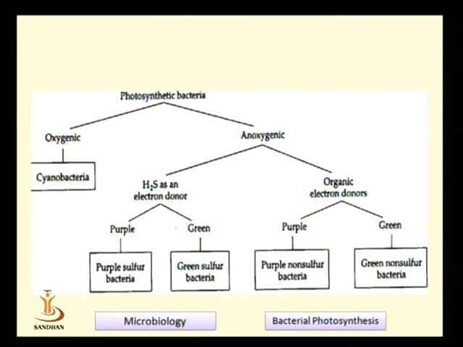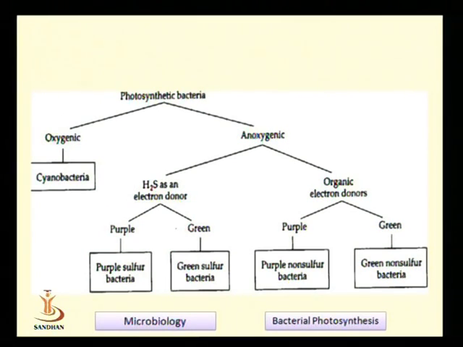Mainly again they are classified on the basis of the source of electron donor which they are using. Mainly they use hydrogen sulfide as their source of electron. So again here we have two groups. One group is utilizing hydrogen sulfide as electron donor, another group does not use hydrogen sulfide as electron donor, but instead of that they use some other organic molecules. So they are called organic electron donor utilizing organisms, whereas the other one is H2S electron donor utilizing organisms.